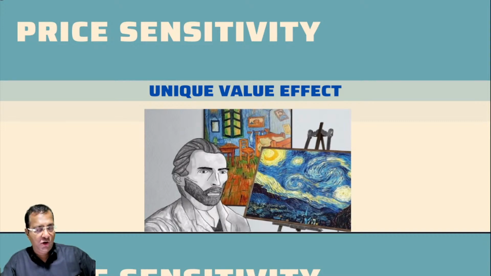Write down in the third column whether price sensitivity will be high or low. Definitely low. Write down low, LOW, in the third column. In the fourth column, what will be the interpretation of low price sensitivity? We can increase the sale price. Write down: we can increase the sale price alone.